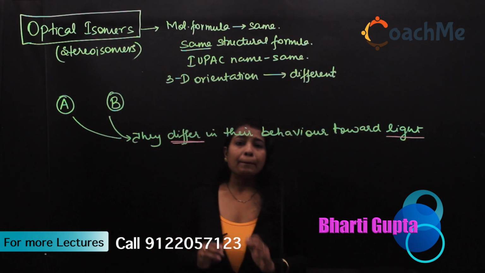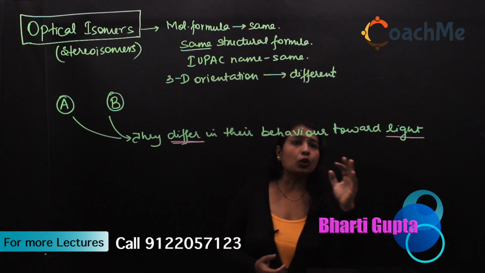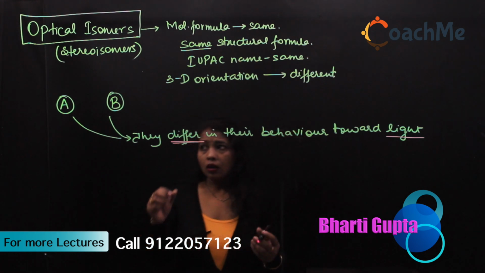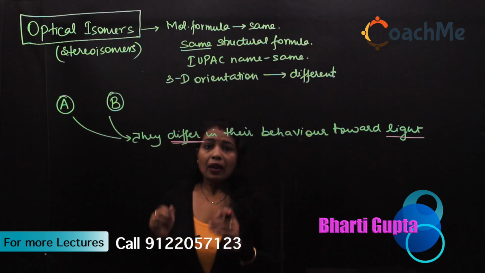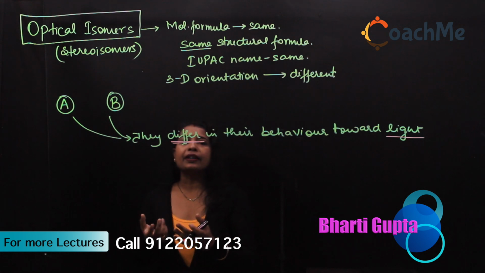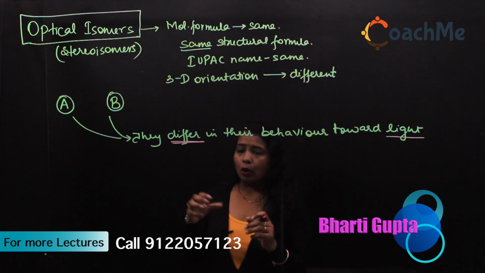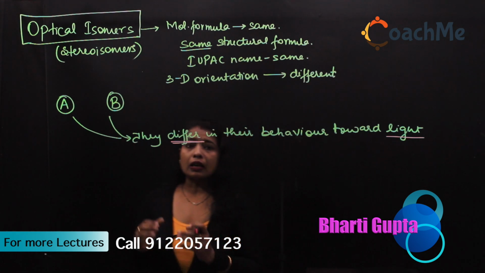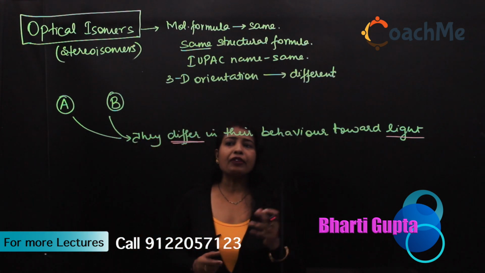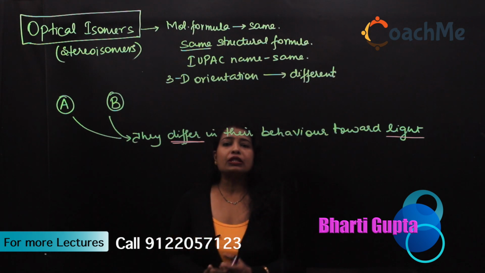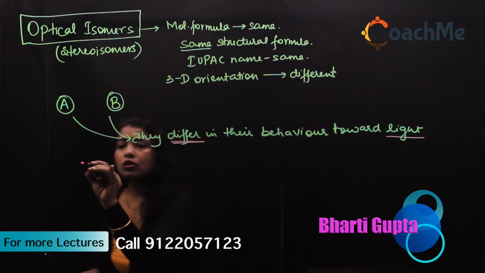Now what is the meaning of difference in behavior? What do you mean by they show difference in behavior towards light? Suppose we take a compound and pass some light through it. If that compound affects the light in any way, we say the compound is optically active. And if a particular compound does not affect the light, no effect on light, we say the compound is optically inactive.